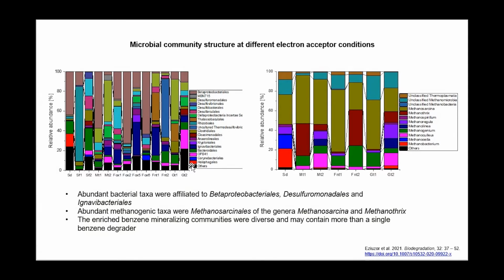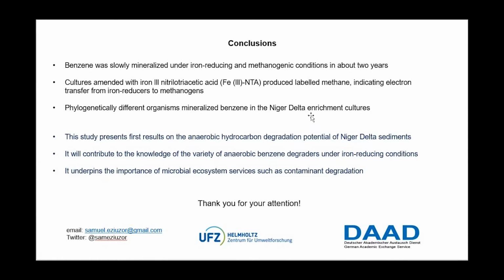Microbial community structure generally for the bacteria indicated affiliation to Betaproteobacteria, the Sulfuromonadales, and the Gnavibacteria, while the methanogenic phylotypes were more of the Methanosarcina and the Methanothrix. The enriched mineralizing communities were diverse, as we can see, and contain more than a single benzene degrader, which is an opportunity for further study on this.